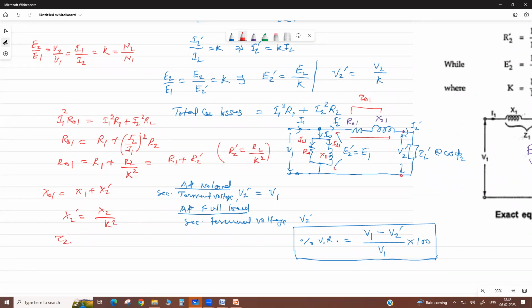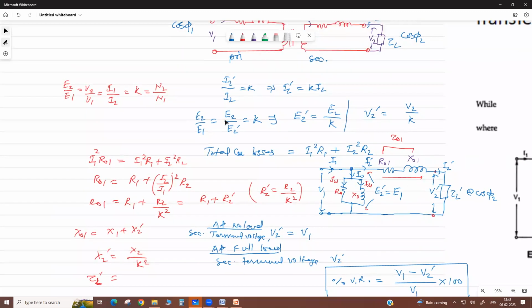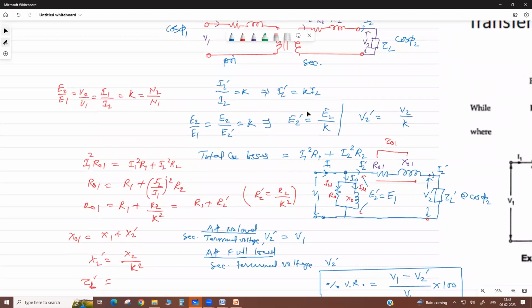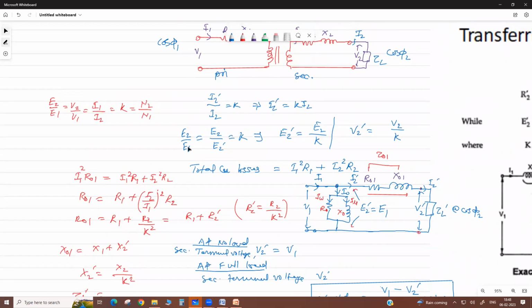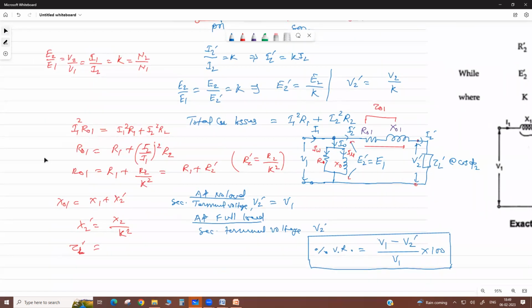Like Z2 dash or ZL dash. Now please remember, when we transfer the secondary parameters to the primary side, current is multiplied by the turn ratio, voltage is divided by the turn ratio, and resistance, reactance, impedance are divided by K square.